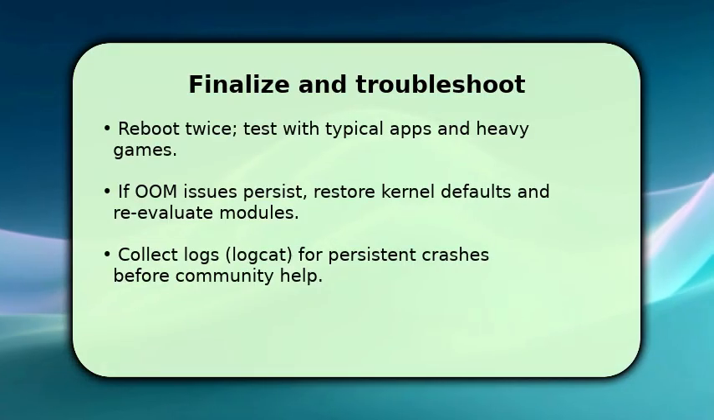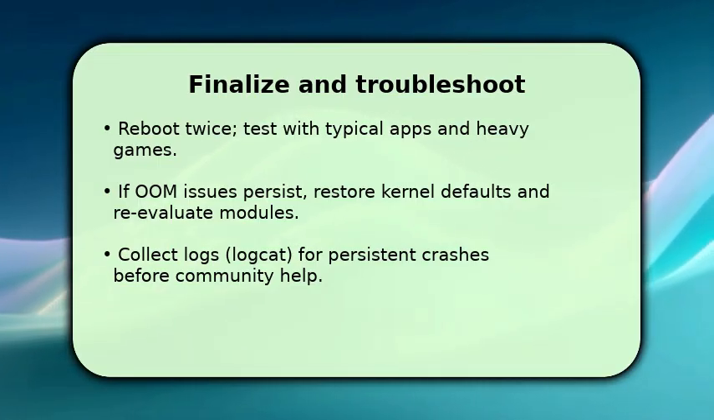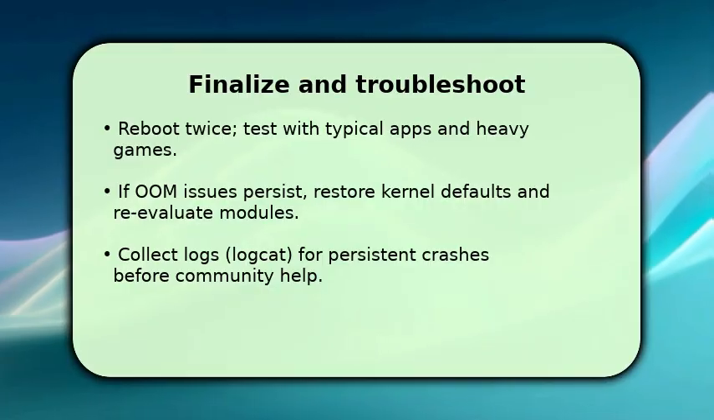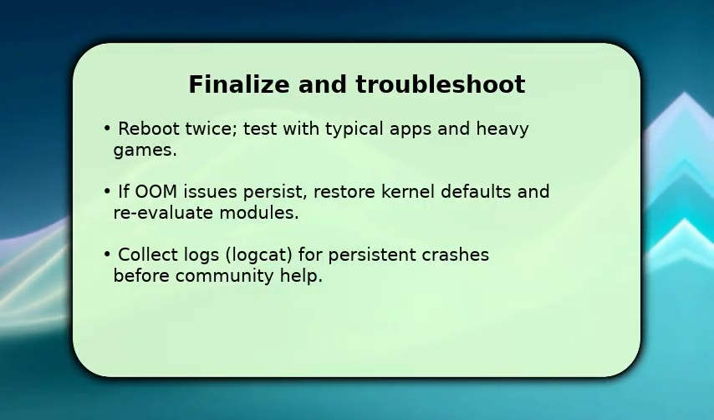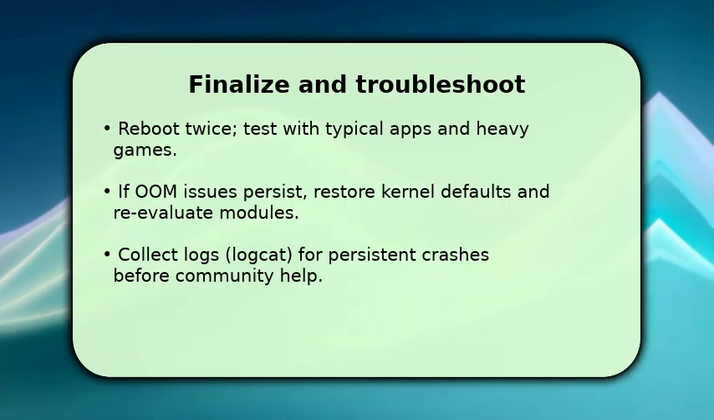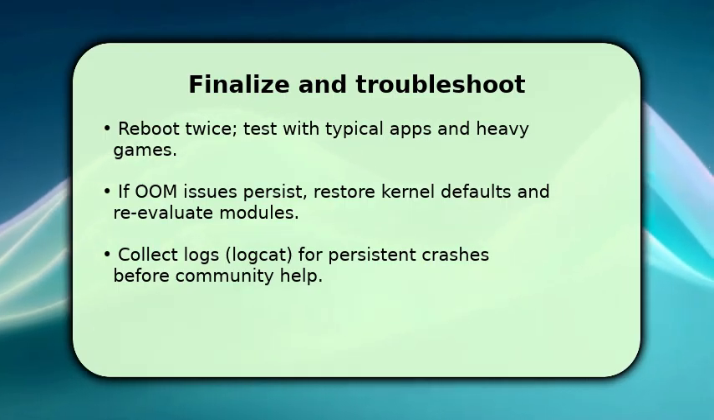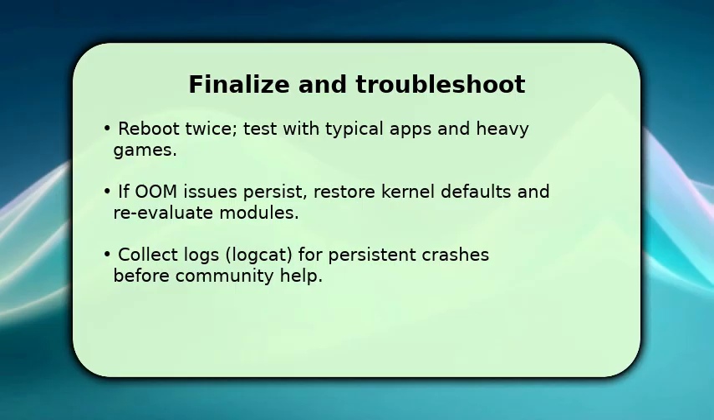You finish by validating stability. Reboot twice and run your usual apps and a heavy game to observe memory behavior. If apps still get killed, rollback kernel or Magisk module changes to defaults and retest. Sometimes aggressive tuning destabilizes services.